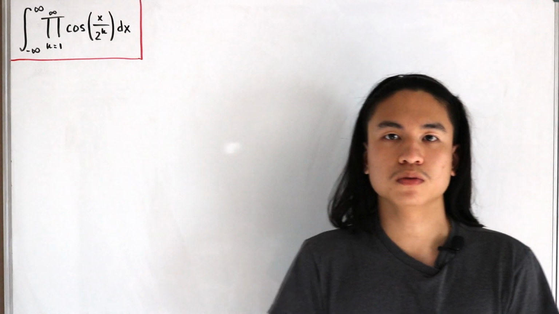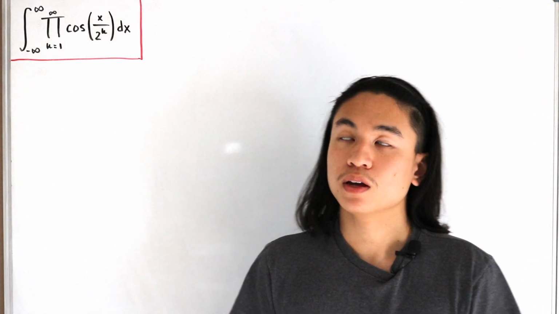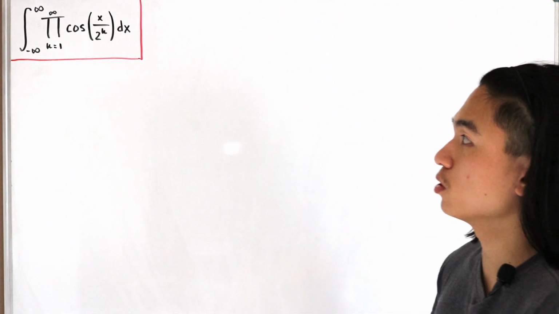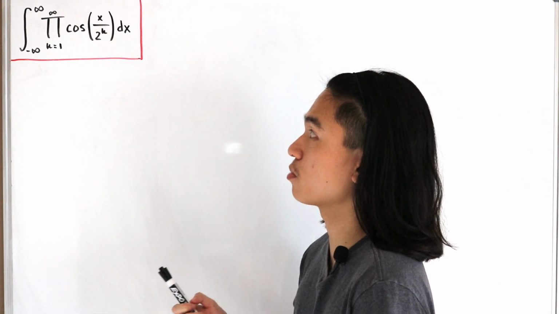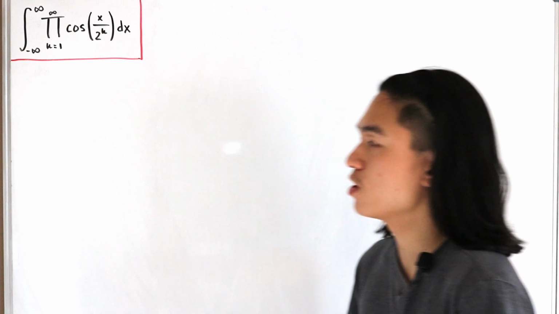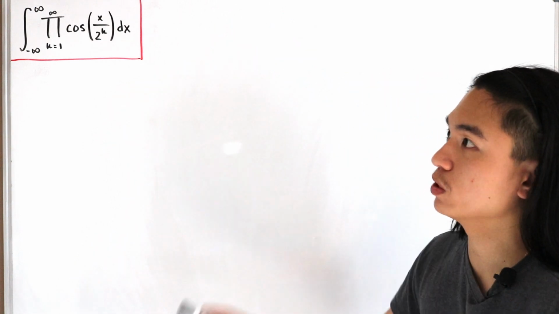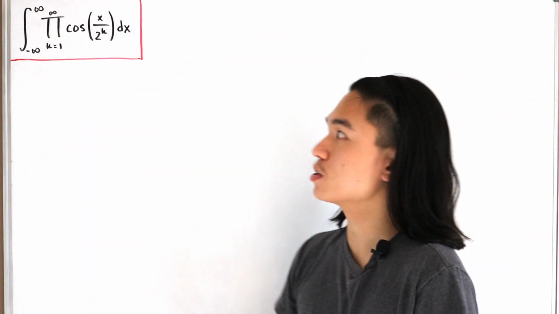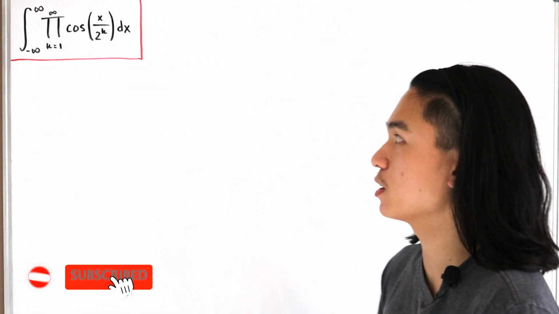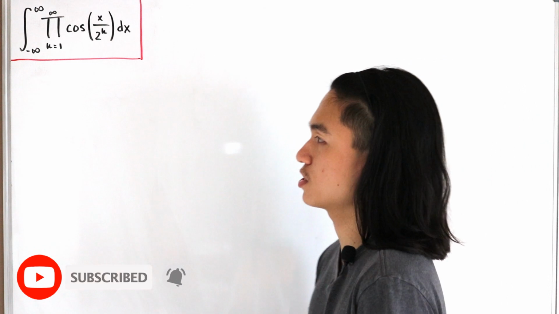Okay, so welcome back to another video. In today's video we have the following improper integral containing an infinite product series of a trigonometric function. So we have the integral over the real line, negative infinity to infinity, of the infinite product of cosine of x divided by 2 to the power k dx.